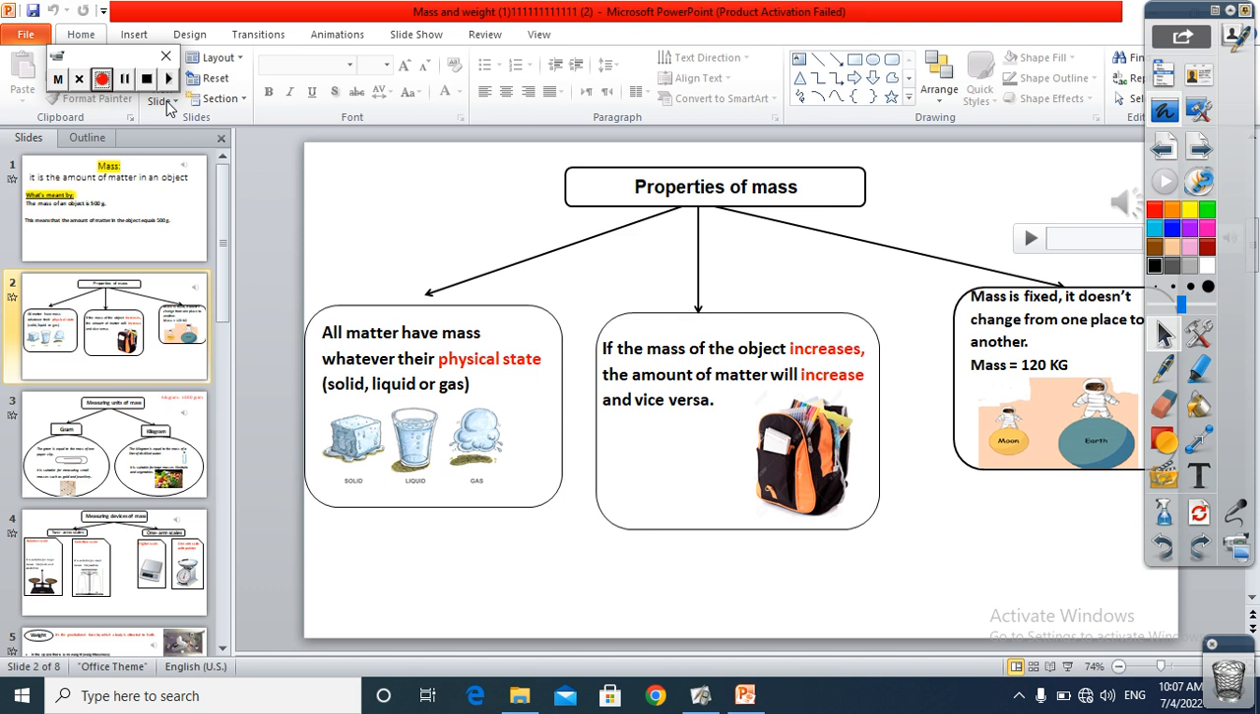Number three, or the third property, mass is fixed, is constant. It doesn't change by changing the place. For example, if my mass is 120 kilograms in Egypt, if I travel to America, my mass remains constant, 120 kilograms. It doesn't change. Why? Because the mass is fixed or constant. It doesn't change by changing the place.